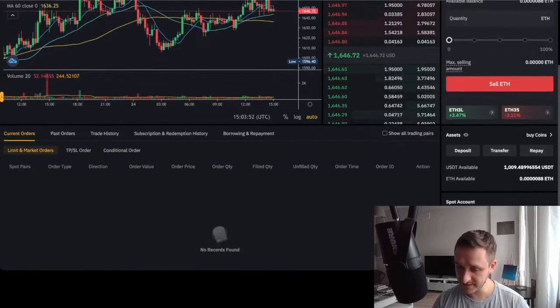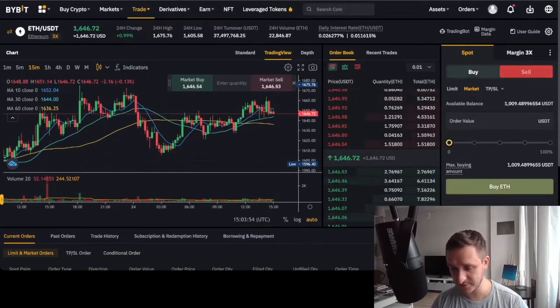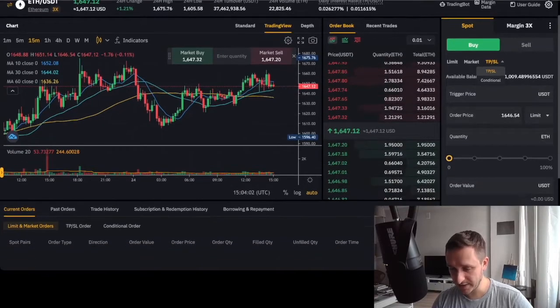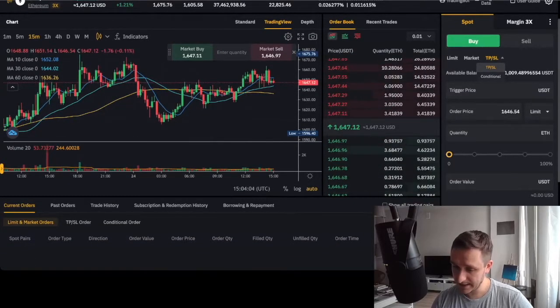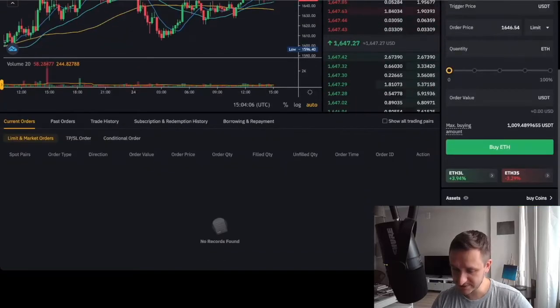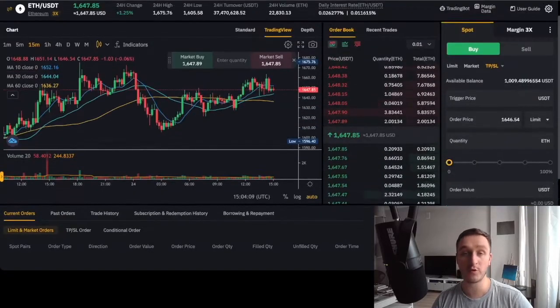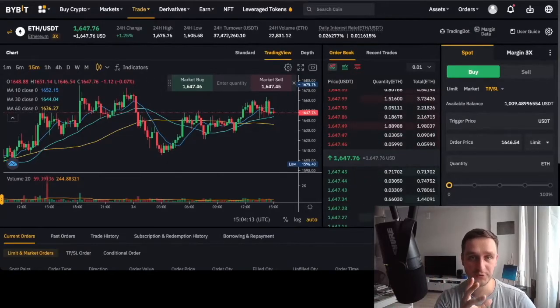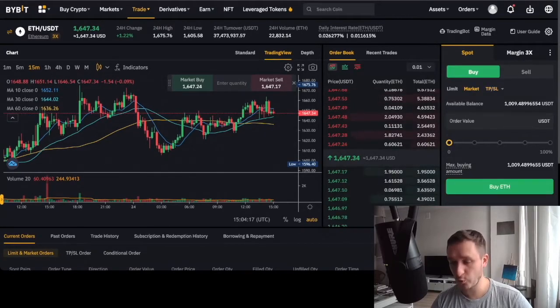Now we can do something more complicated. So basically those are market orders. I can also go to TPSL, which means I have trigger price, stop loss, trailing profits and stuff like that, which is a little bit more complicated. But if you want to, for example, put limits on where you want to take profits, where you want to stop your losses, this will be crucial. For now, just market buying is fine.